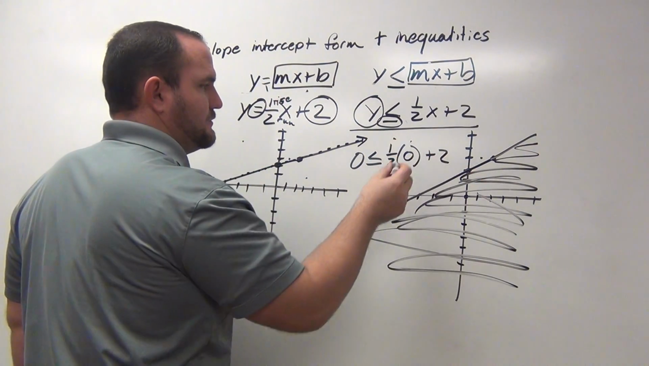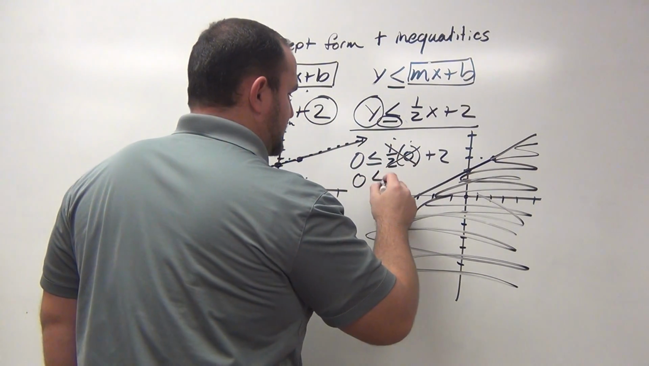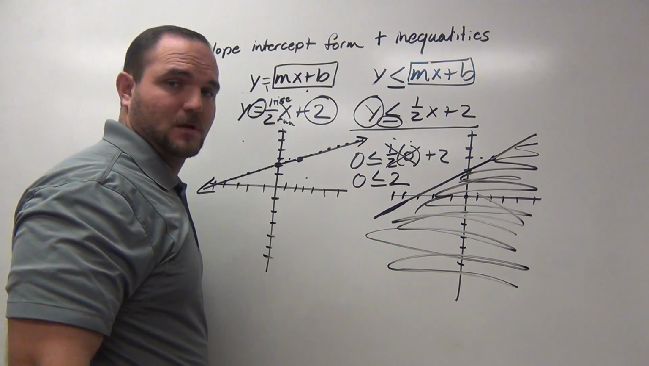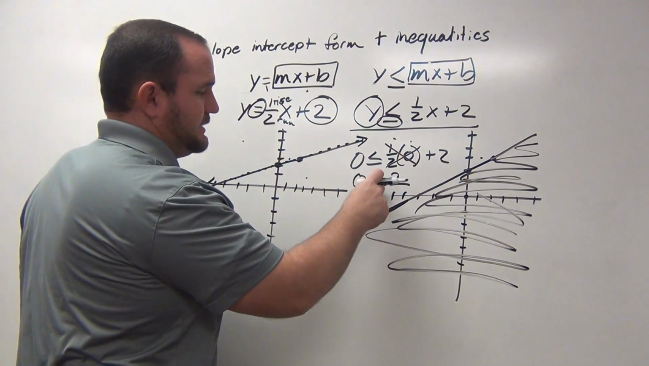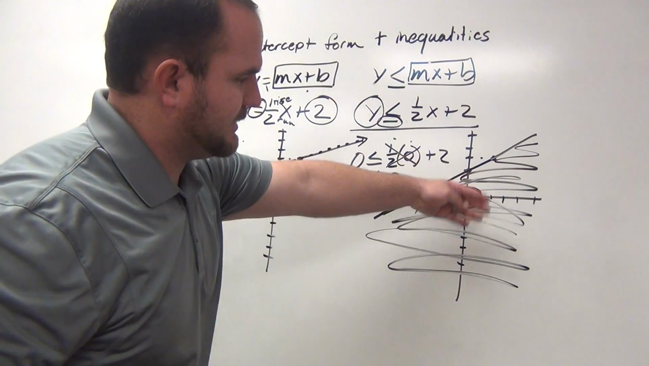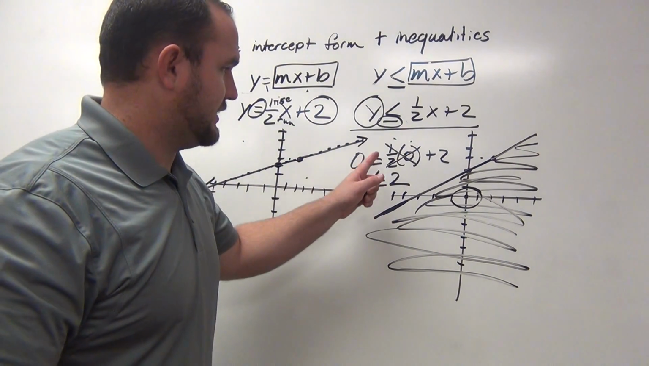Okay, so 1/2 times 0, that's 0, that goes away. So now you have 0 is less than or equal to 2. So, is that true? You're dang right that's true. 0 is less than or equal to 2. So that point that you chose that's in the shaded side over there, that works. It makes this line true.